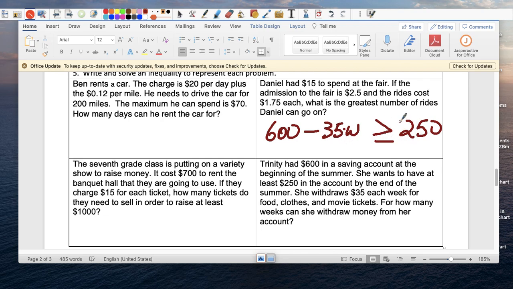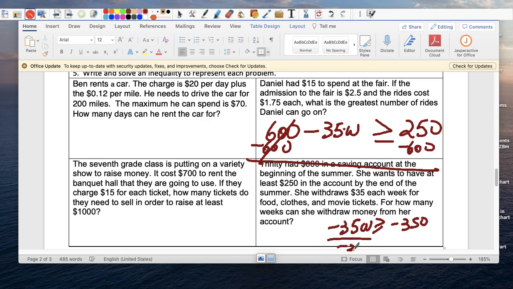And she can still have $250 or more. Well, minus 600, we get negative 35W greater than or equal to negative 350. We're going to divide both sides by negative 35. And W is going to be less than or equal to, obviously, 10.